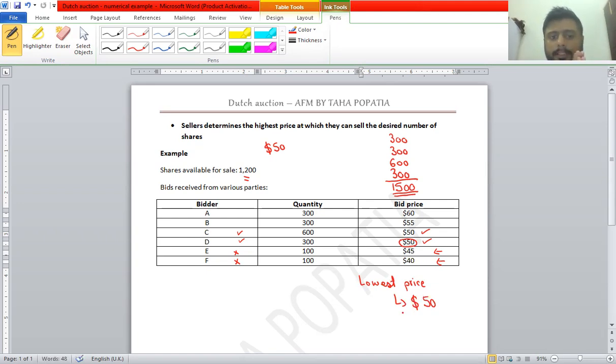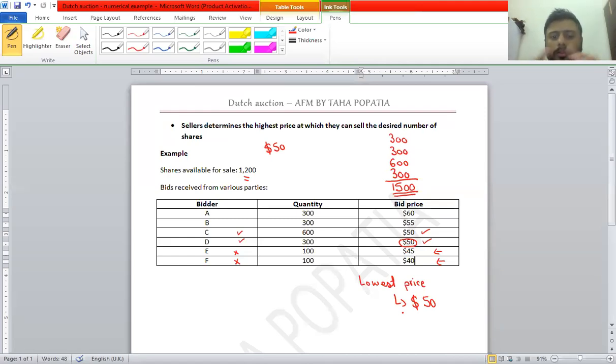This means that A will not pay us 60 per share. B will not pay us 55 per share. Everyone will pay us $50 per share. We will decide a lowest bid price, the lowest price at which all our shares will be subscribed.